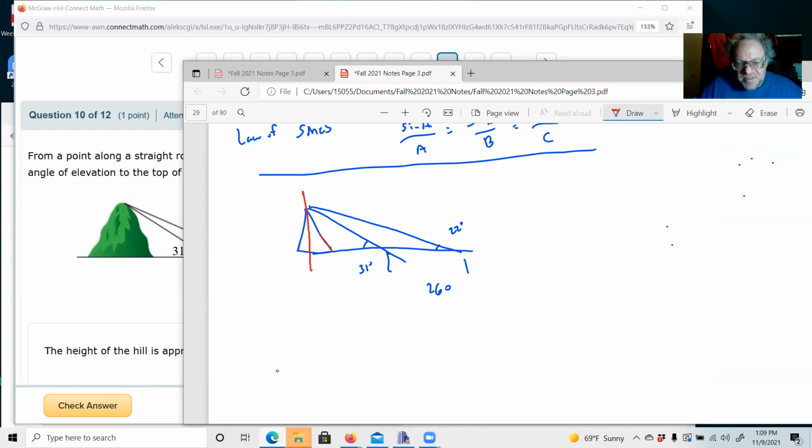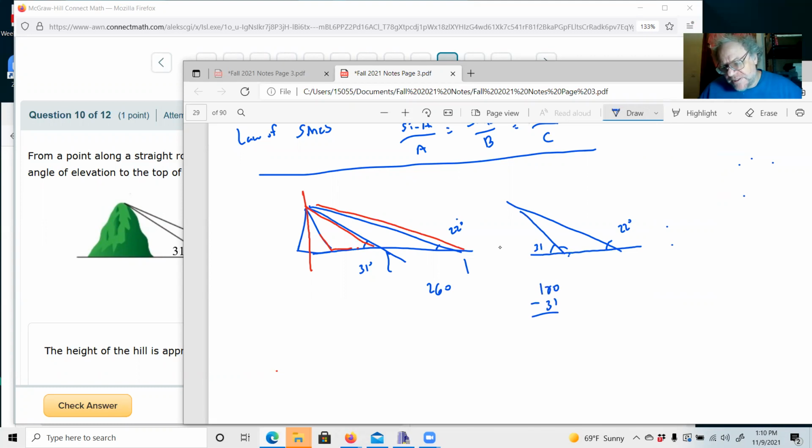Notice we do not have a right triangle here, so we cannot use just a tangent. It's not going to work. And we have a triangle over here. So let's see if we can cut this triangle out. We're going to do here, here, and here. We know this is 22 degrees. We know this is 31. What do you think this one's going to be? It's going to be 180 minus 31, right? So that's going to be 149 degrees.